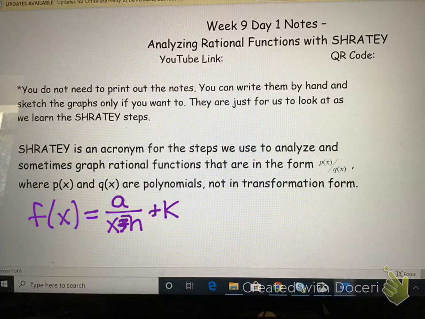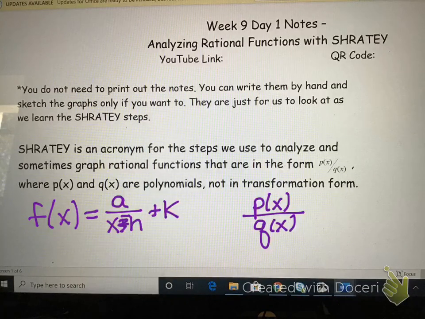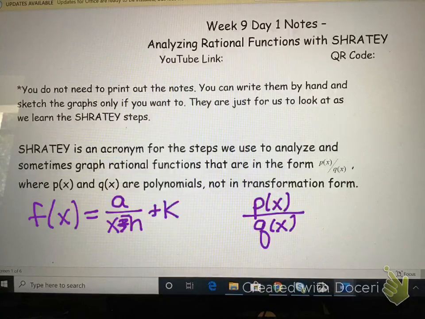We are going to be dealing with what we call the rational function form. And the rational function form means that we are going to have just a fraction. There will be no plus k, and that fraction will not be in transformation form. So you will not see the a value and the h value in it. You will have two polynomials, one on top, one on bottom, and the ratio of those two polynomials generates a large fraction that we will be able to analyze and kind of sketch details for.